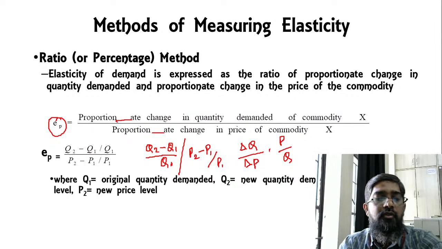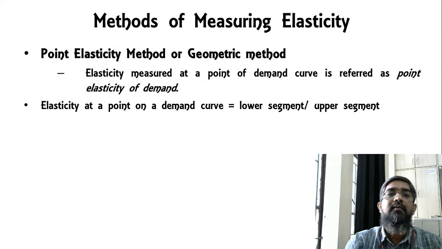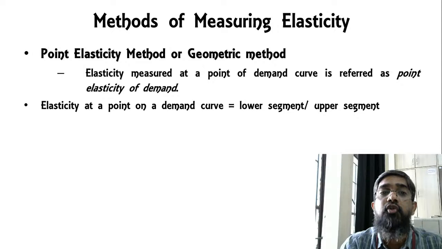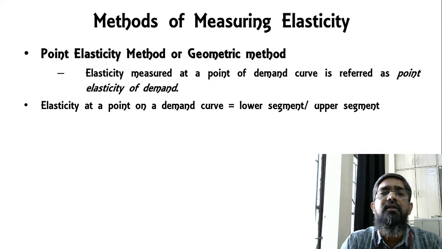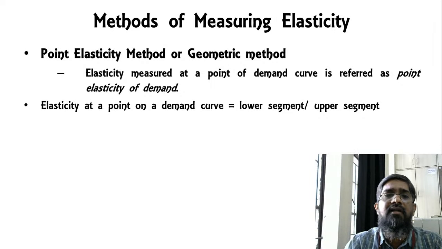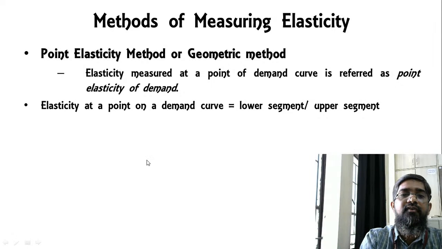Moving on to the next method, known as the point method or geometric method. This point method or geometric method was given by Alfred Marshall. Marshall says that elasticity on a demand curve is different at different points. I will show you with the help of this diagram. Let us see.